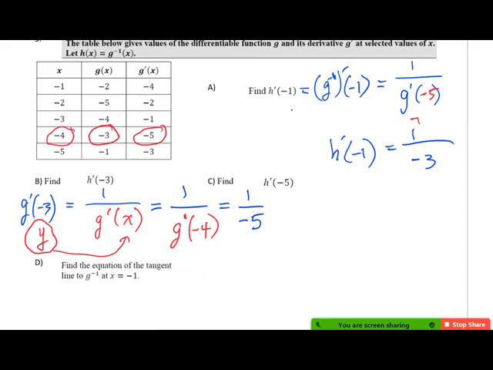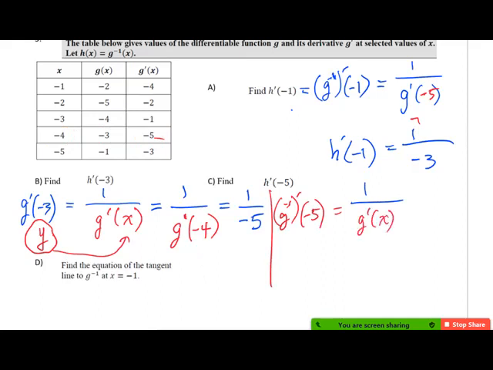Okay? And let's see if we have enough room to fit H prime of -5. Well, once again, G inverse prime of -5, that's going to be 1 over G prime of some X. What's the X? Well, the -5 here was Y, so we're going to have to use that Y to come back and find the X. So when we go to the table, and when we find Y is equal to -5, X is equal to -2, and G prime of X is -2. So that becomes 1 over G prime of -2, which is going to be equal to 1 over -2.